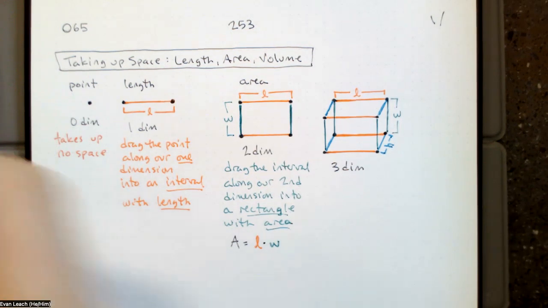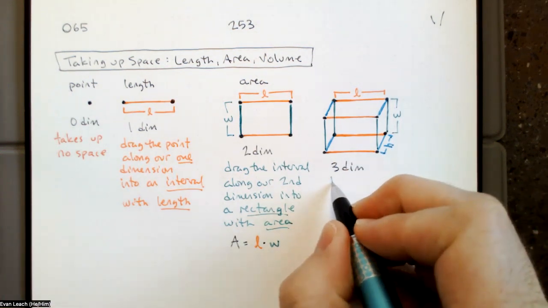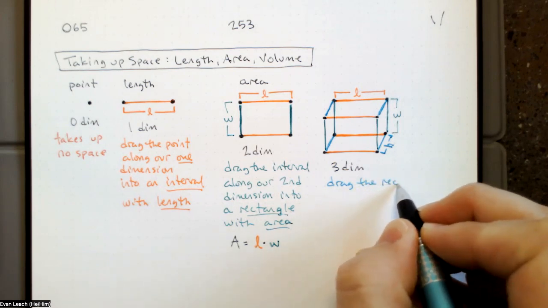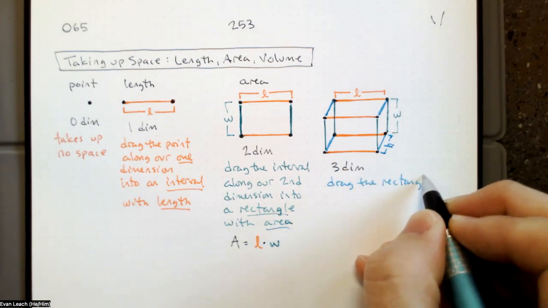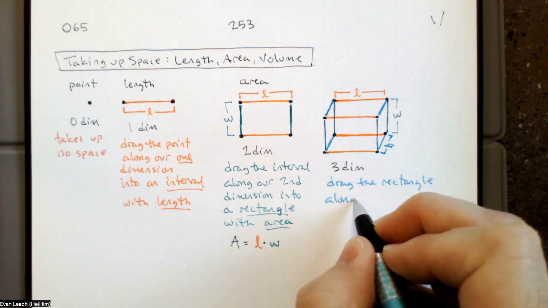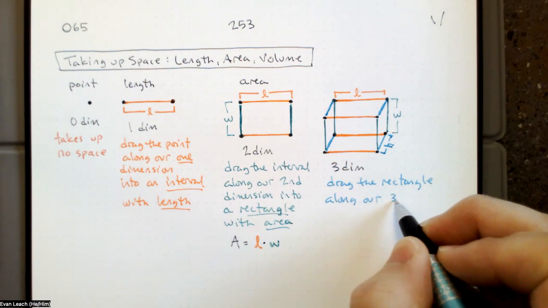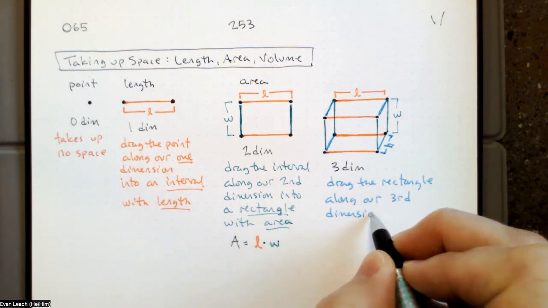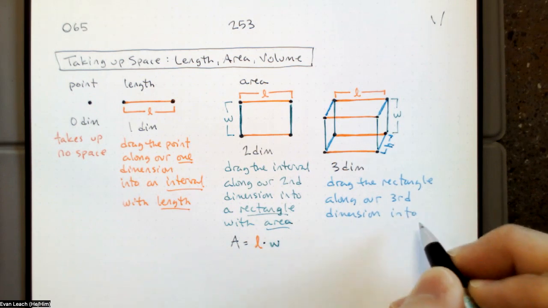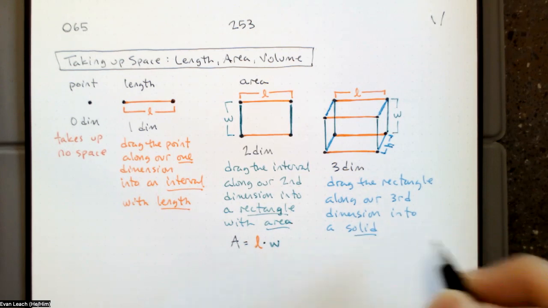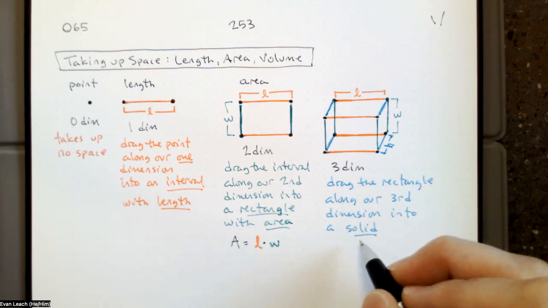where we just drag our rectangle along our third dimension into a solid with volume.